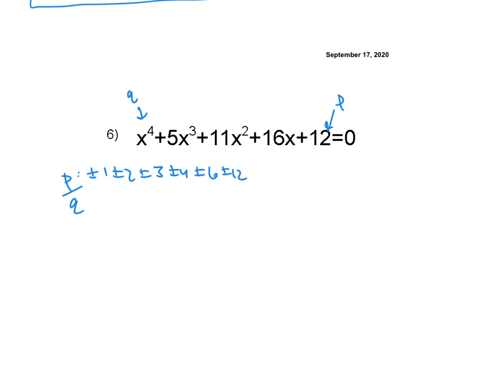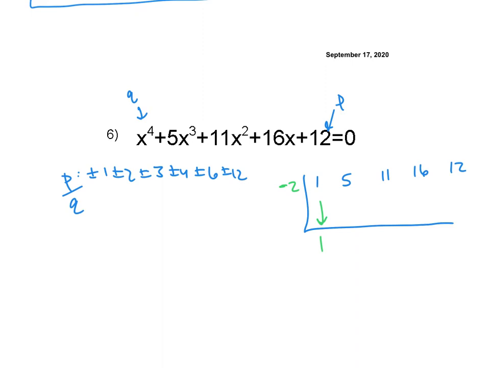Here we go. Guess and check. My coefficients are 1, 5, 11, 16, and 12. Let's guess and check. And I'm going to save you a little time. I've done this problem already. I know that negative 2 is one of the solutions.